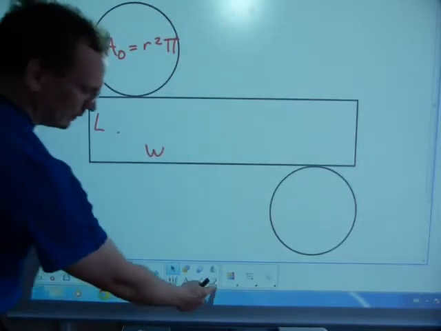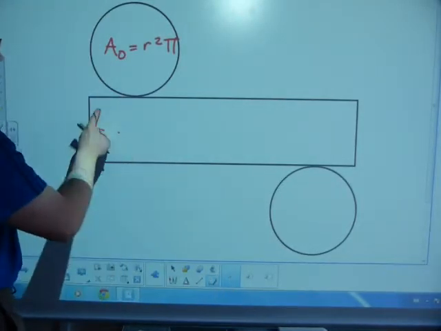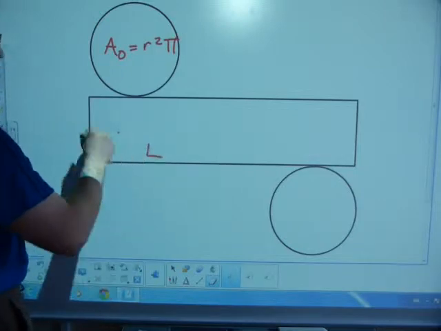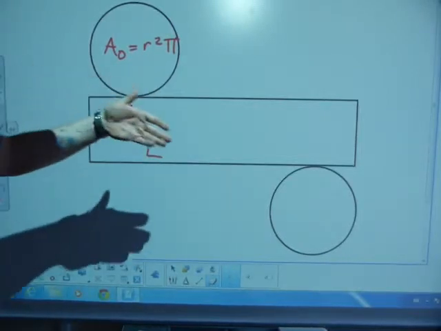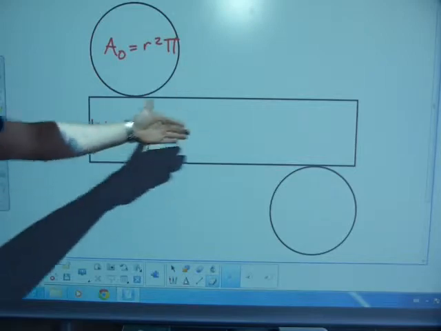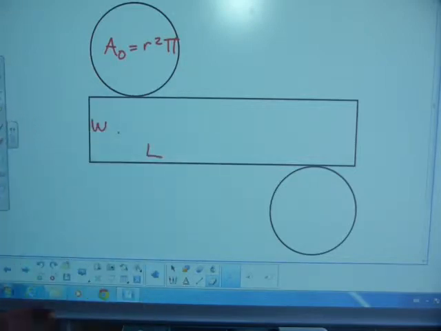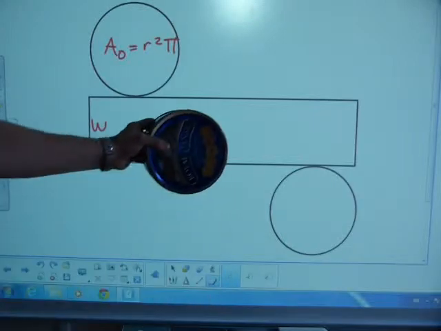Length times width. Okay, and we have two of those circles, so all we need to do is double the area of one circle and add the area of the rectangle. So why don't we calculate the area of this cookie jar here?